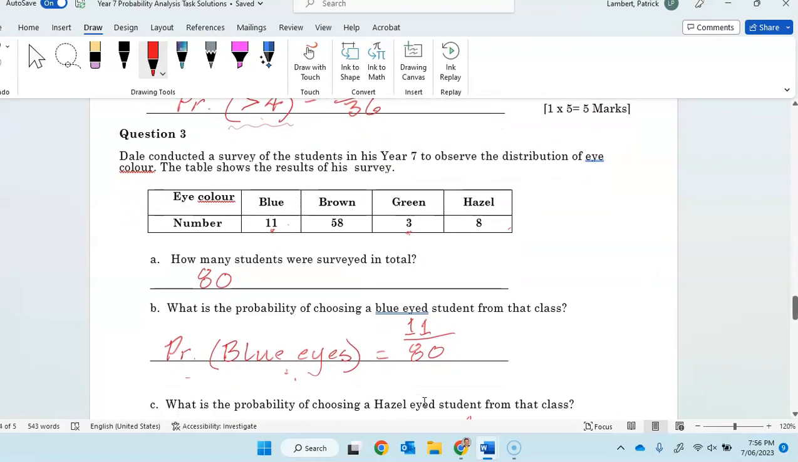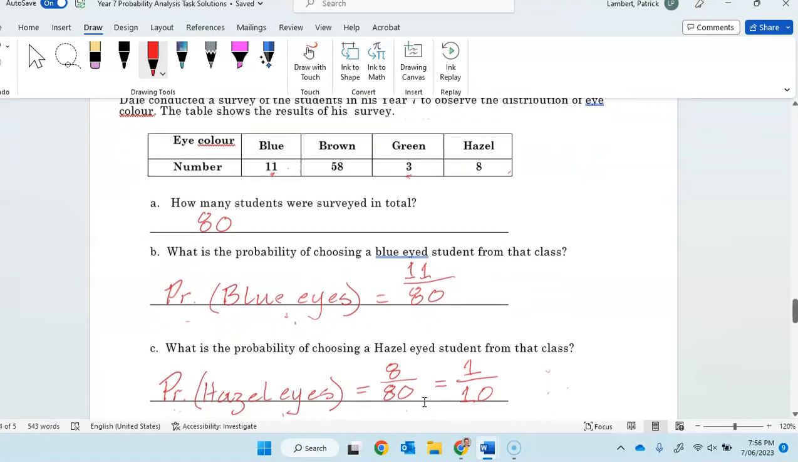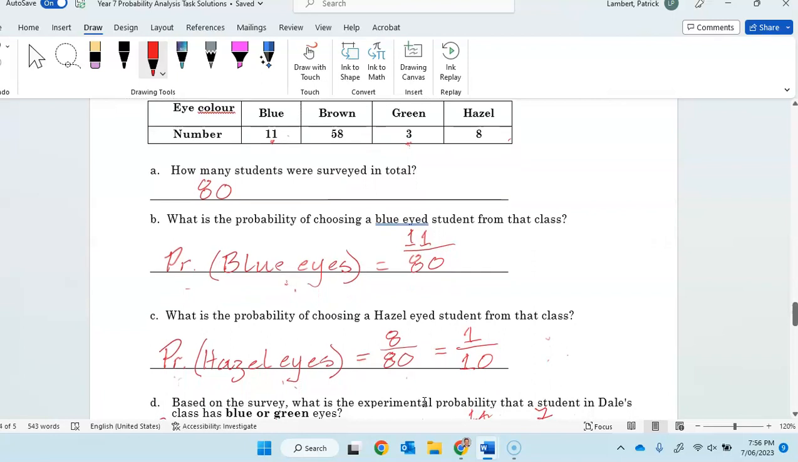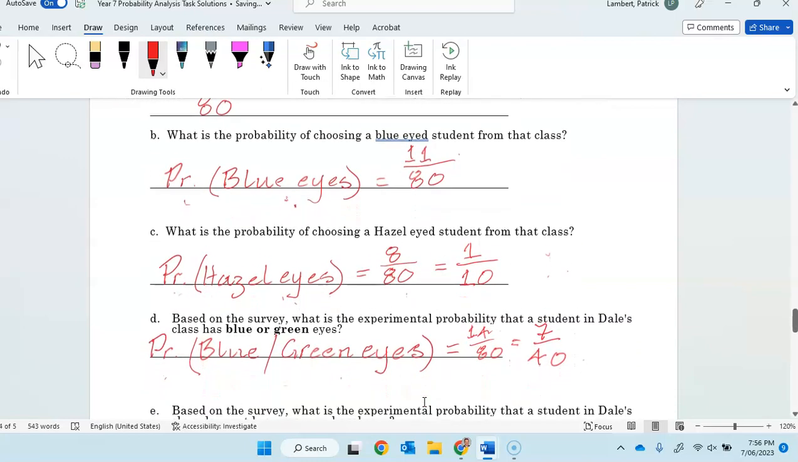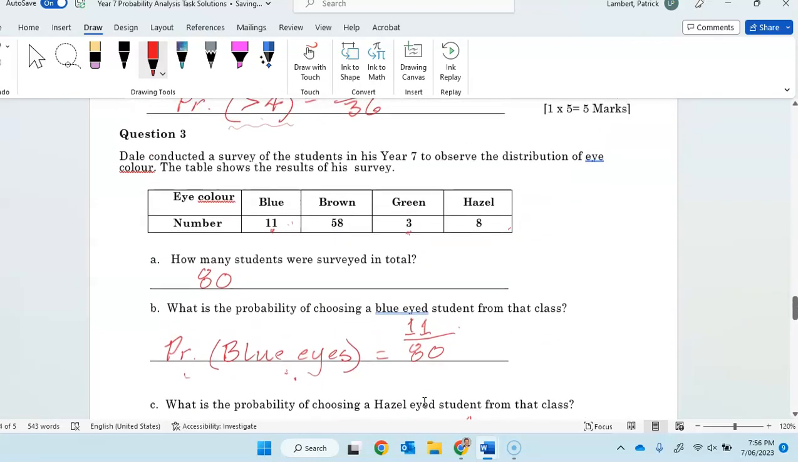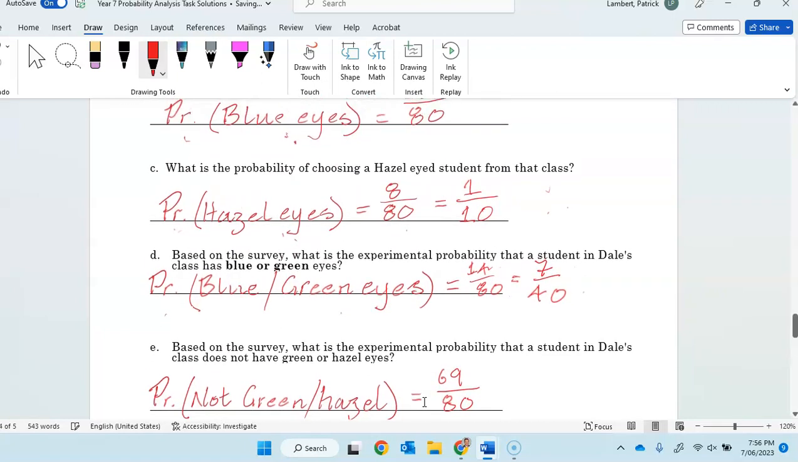Here's a survey about eye colour in year 7s. Blue, brown, green and hazel, when you add them up, there was 80. Probability of choosing a blue-eyed student. Blue is 11 in 80. Probability, blue eyes in a bracket, the event must be in a bracket, is 11 in 80. Probability of choosing a hazel-eyed, hazel, 8. 8 in 80, that reduces down to 1 in 10. There's a 1 in 10 chance of choosing a student with hazel eyes.